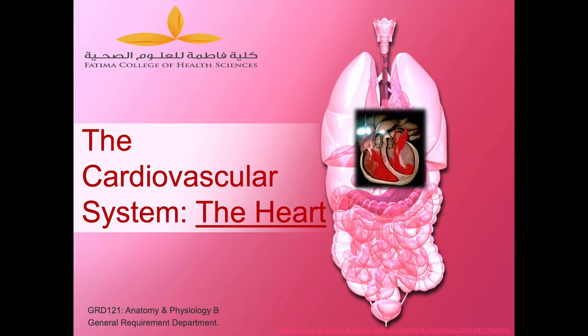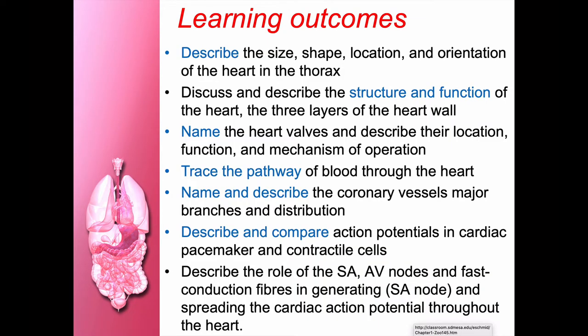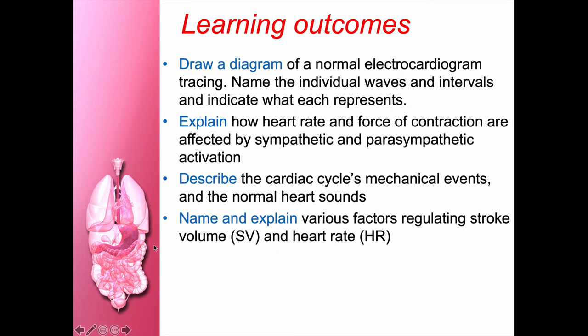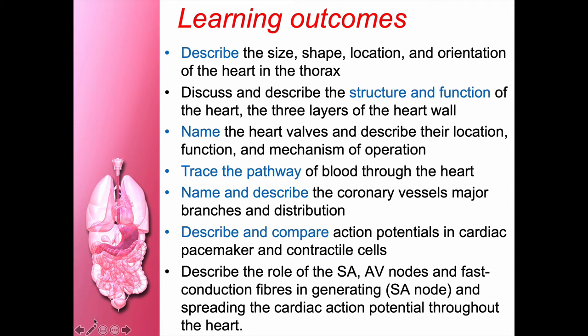So for that, we will go into the learning objectives. First, you will describe the size of the heart. Then you will describe the structure and functions of the heart. Then the various layers of the heart: pericardium, myocardium, and endocardium. Then the valves that are present in the heart. Then the pathways of blood through the heart, for example, how the blood is entering the heart and how it is exiting the heart.